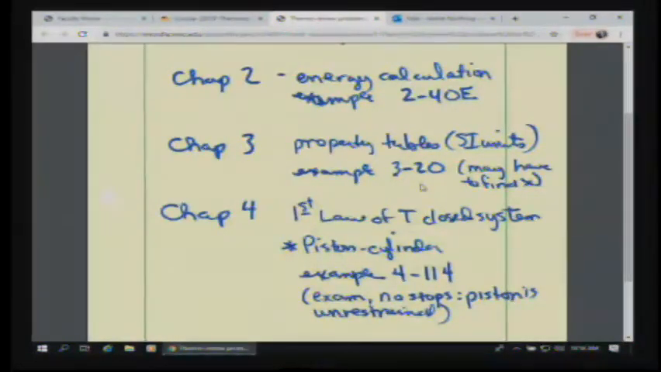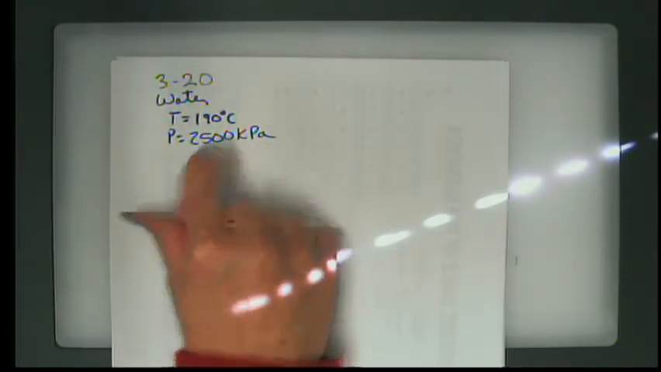So my substance is water. In problem 320, there are 1, 2, 3, 4 problems. Did you have one of those that you wanted to start with? The third one. So we have a temperature of 190 degrees centigrade and a pressure of 2,500, right? Okay, so the temperature is 190 degrees Celsius, and the pressure is 2,500, in units of kPa. All right, so these are the parameters: water, temperature 190, pressure 2,500 kPa.